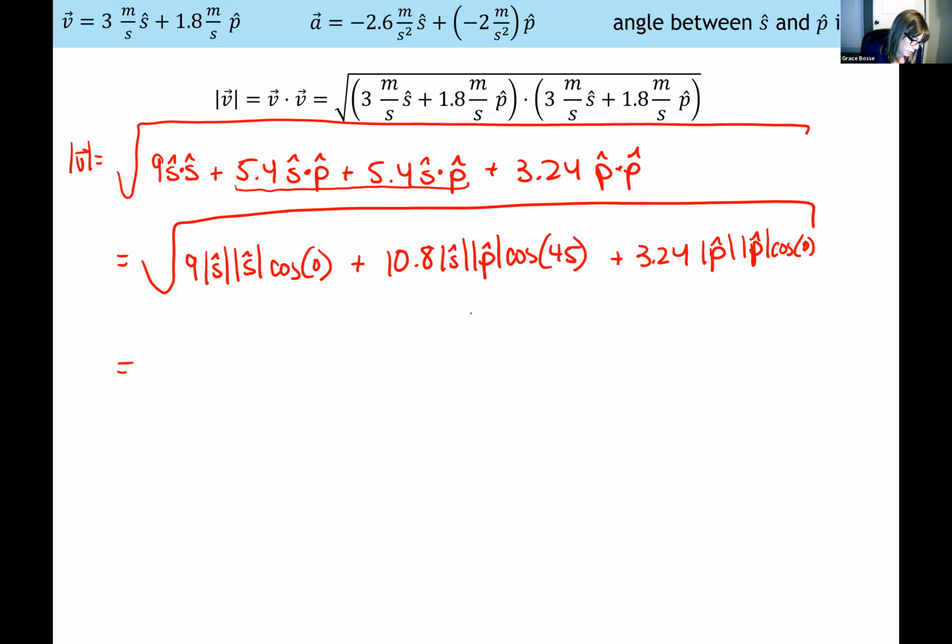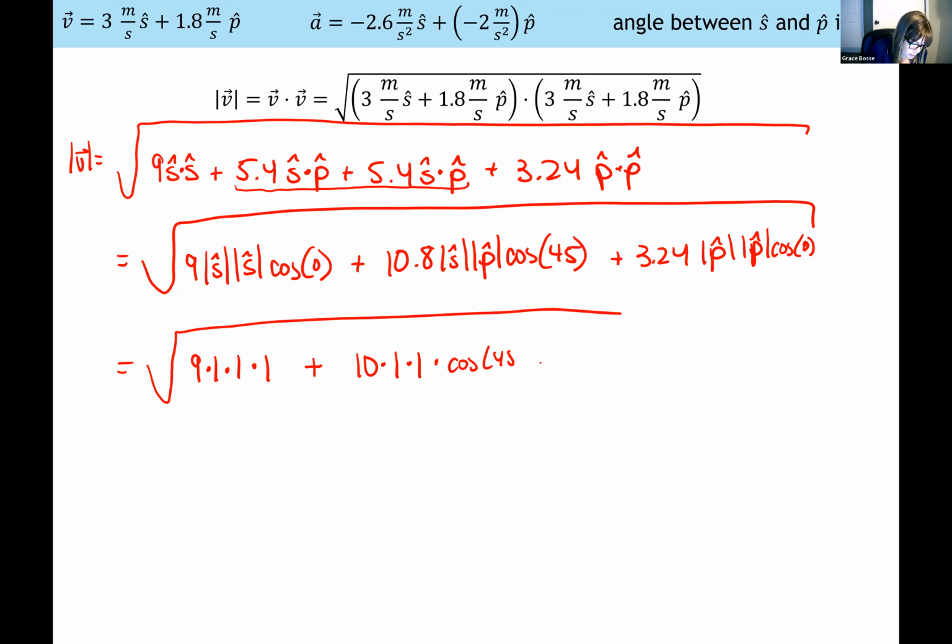Keep on going. So that's 9 times 1 times 1 times 1 plus 10 times 1 times 1 times the cosine of 45. And then the last term is 3.24 times 1 times 1 times the cosine of 0, which is also 1. Remember that a unit vector's norm is always 1, so it doesn't matter what the unit vector is, it always has a norm of 1. My last step here is plugging in numbers and taking that square root.